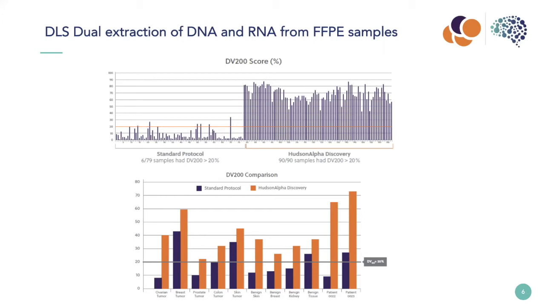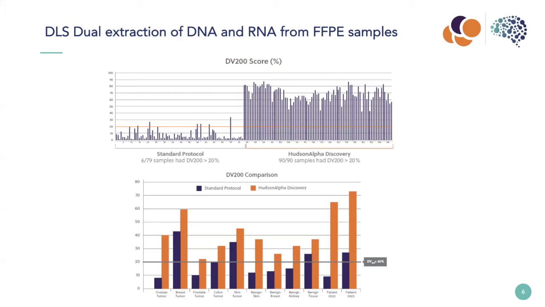And the point being that the key variable was not necessarily the tissue type, but in fact, many of these samples were matched, meaning a fraction of the tissue in the standard protocol and then the same tissue in the HudsonAlpha Discovery protocol. If we instead look at the same comparison, but now dividing the data by disease type, which is shown on the bottom panel with the blue and the orange bars, blue or purple being the standard protocol, and then the orange being the HudsonAlpha Discovery protocol.